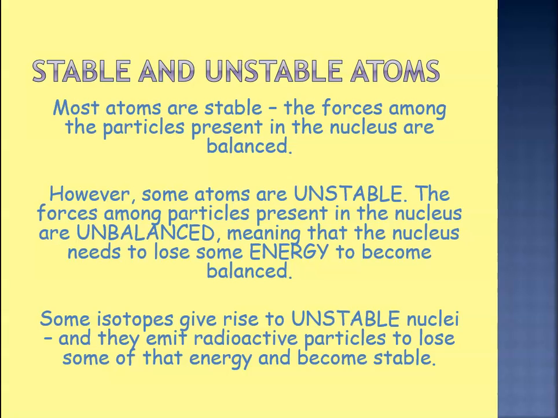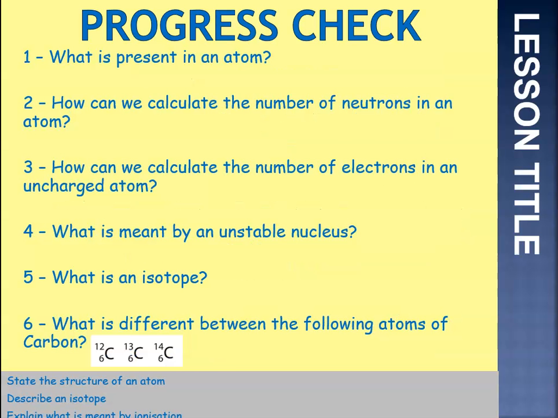The number of protons and neutrons is not in the best sort of combination to make sure they all stay together. This means the nucleus needs to lose some energy in order to become balanced and become stable. Some isotopes that we've just been looking at will give rise to unstable nuclei, and those nuclei will emit radioactive particles to lose some of that energy and then become stable.